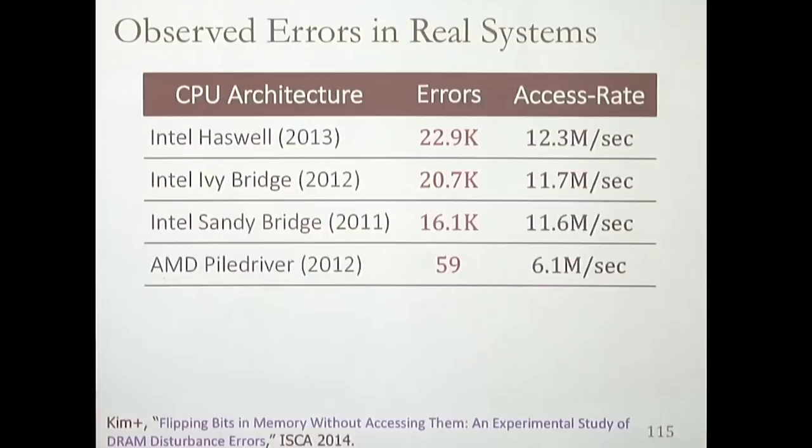And we've tested some real chips. This is data from 2014. Basically, you get errors in different chips. There's nothing special about Intel and AMD. As long as you can access memory fast enough, you have a good memory controller, you can sustain a good access rate such that you can induce rowhammer before cells get refreshed, you get errors.